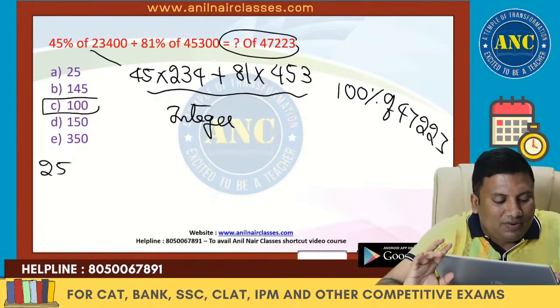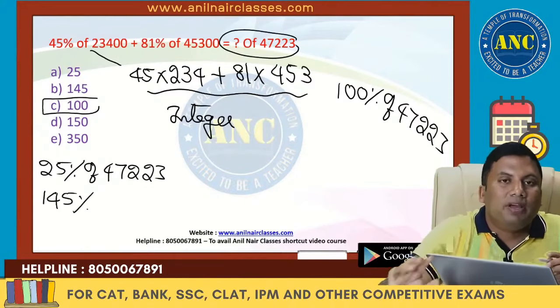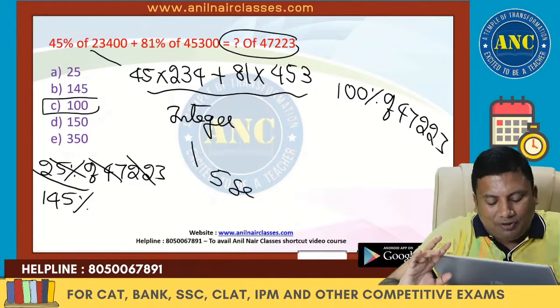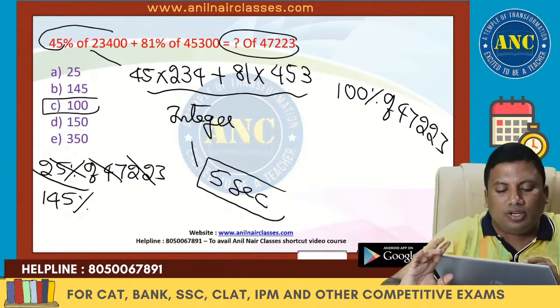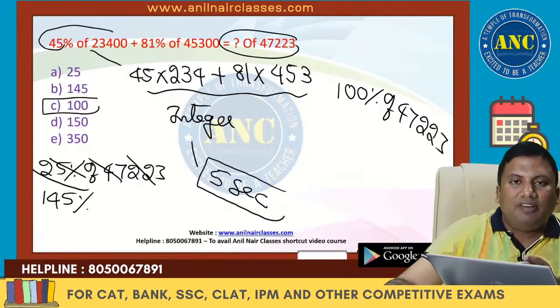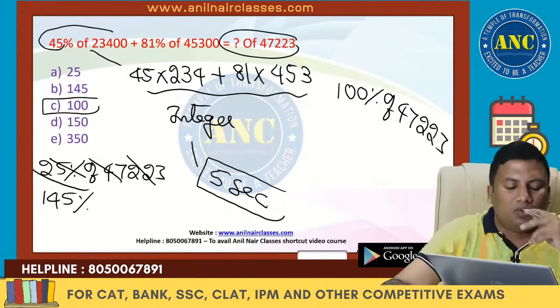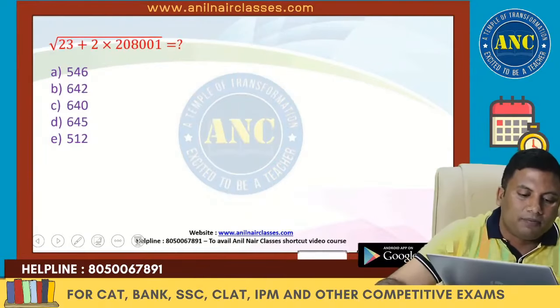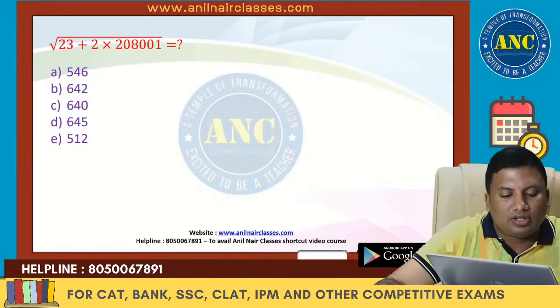Think logically. 25% of 47223 will be in decimal. 145% will be 145 into 47223. This is actually a 5 second question if you are smart in identifying that this is an integer: percentage, 2 zeros, 45 into 234, 81 into 453. This should be an integer. So the only option is 100%. Idea is clear. Now root of 23 plus 2 into 208001.